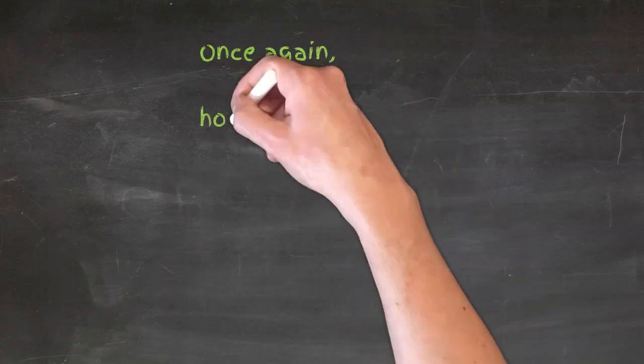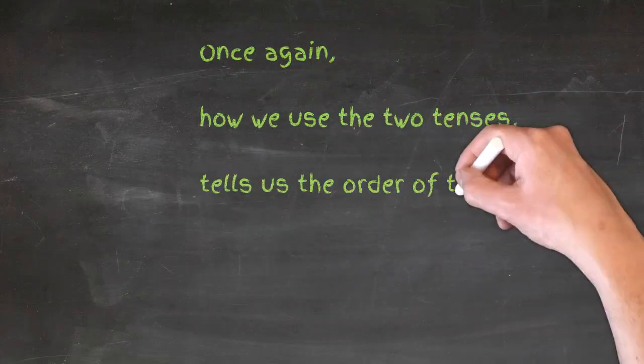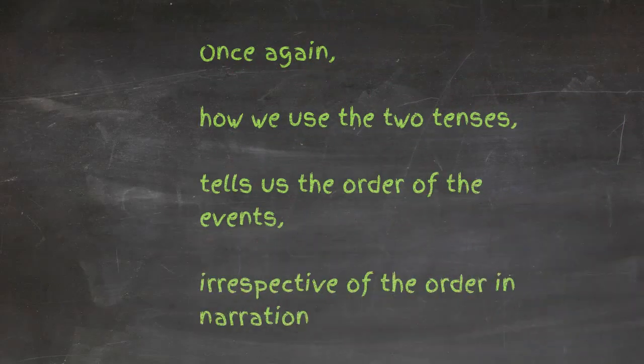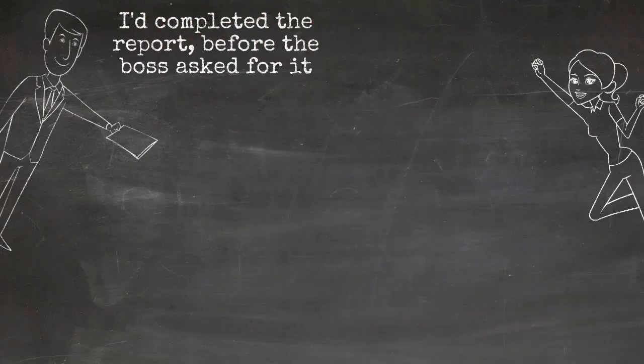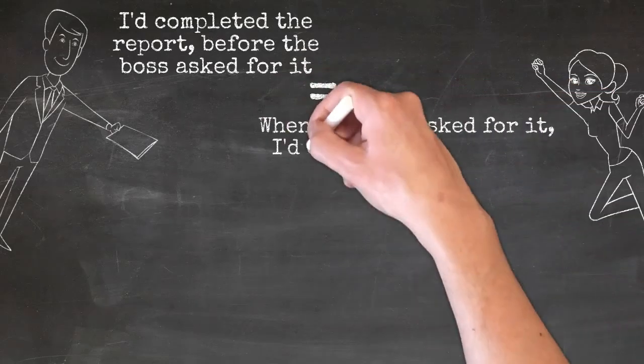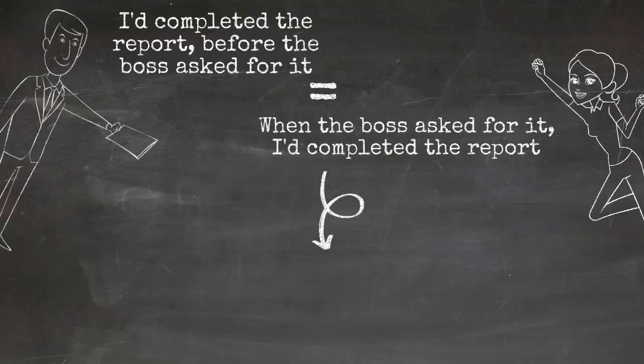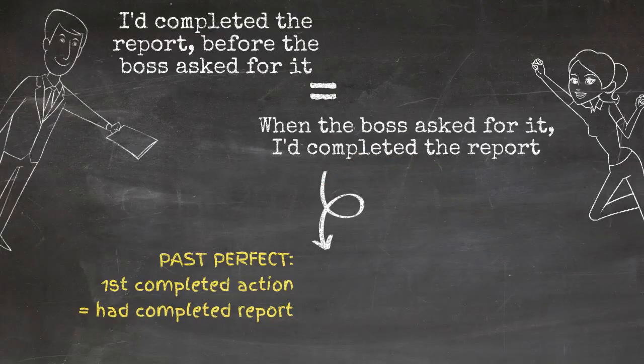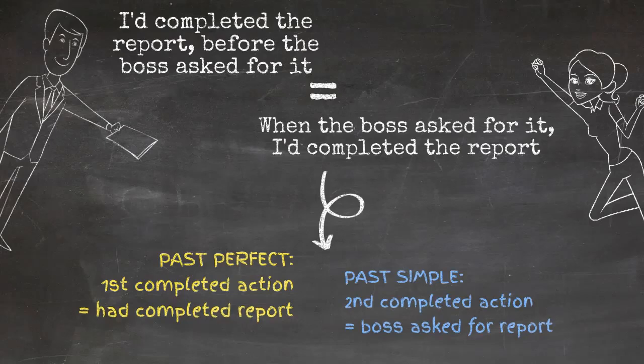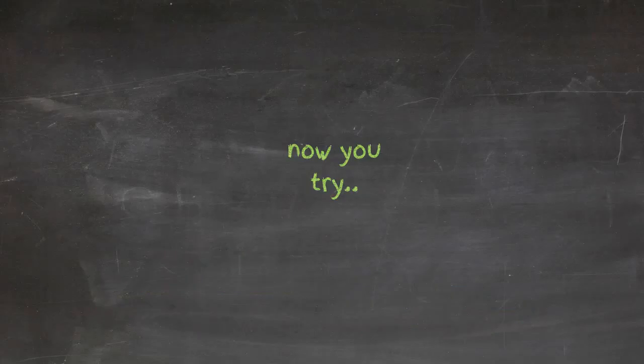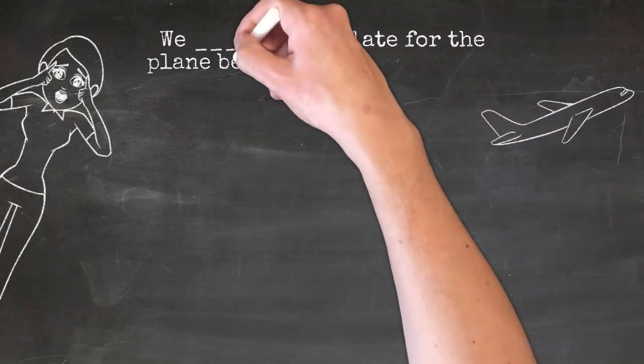Once again, how we use the two tenses tells us the order of the events, irrespective of the order in narration. Let's look at this example. I'd completed the report before the boss asked for it is the same as when the boss asked for the report, I had completed it. The first action is in past perfect, which is had completed the report, and the second completed action is in past simple, which is the boss asked for the report. Now you try. Pause the video if you need more time.